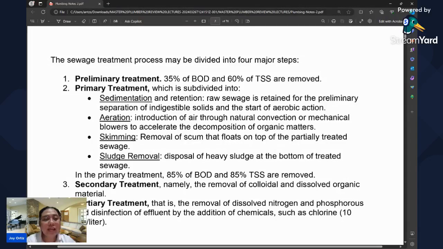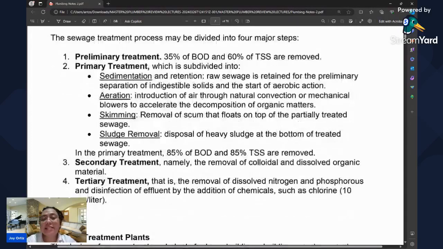aeration tayo. So, sa aeration, this is the introduction of air. That's why it's called aeration. Through natural conduction or mechanical blowers to accelerate the decomposition of organic matter. And next, from aeration, go to the skimming. It's the removal of scum that floats on top of the partially treated sewage. Okay, that is skimming. And next is the sludge removal. Disposal of heavy sludge at the bottom of the treated sewage.